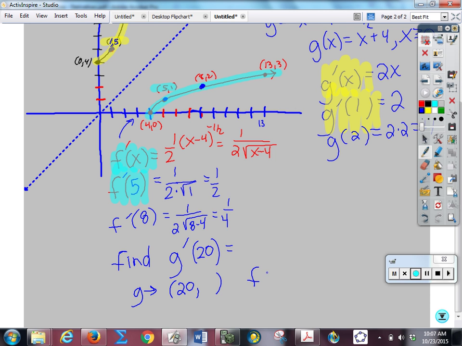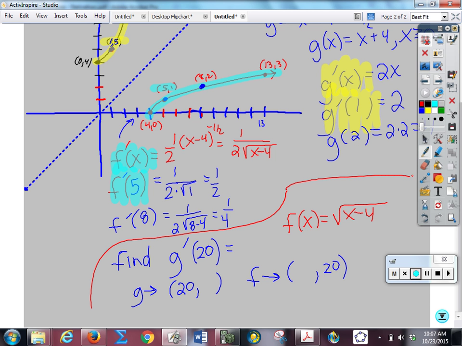And our f of x was the square root of x minus 4. So all I have so far, let's pretend like this is the only thing I have. I don't know all this other stuff. I know that f is the function square root of x minus 4, and I know I want to find g prime of 20, and I know that f of x inverse equals g of x. So g of x is the inverse. I know this. How can I find out what I need to plug in to do the reciprocal of?